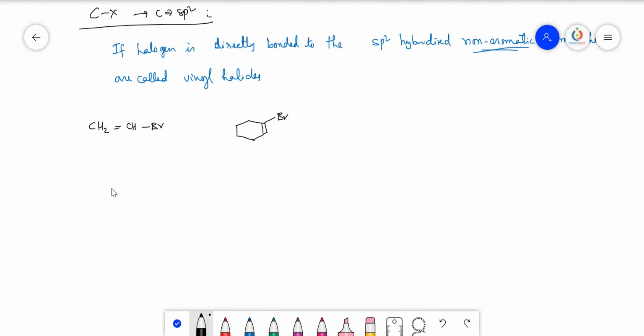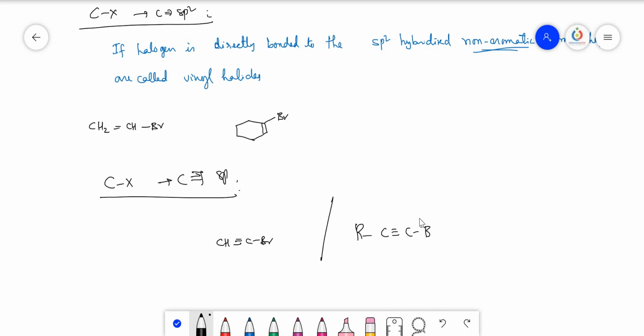And what about if the CX bond is present but the carbon atom is sp hybridized? Then they do not have a separate name. You just take the molecule like this also, or else you can take like this also, bromine, chlorine, any halogen. But once you are adding this halogen, the triple bonded carbon must be at the end position. So it's a terminal one. You cannot add the halogen to the internal triple bonded carbon atoms, internal alkynes. Why? Because the carbon atom valence is already completed.